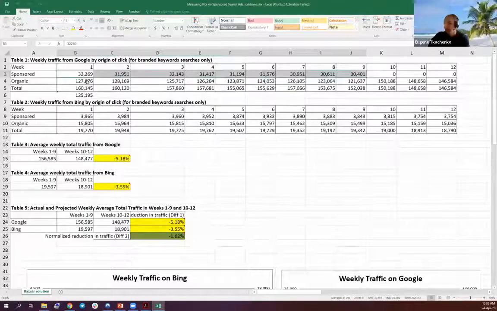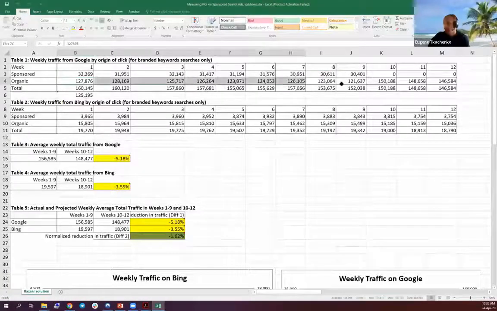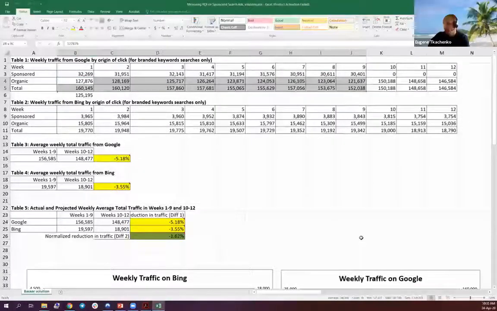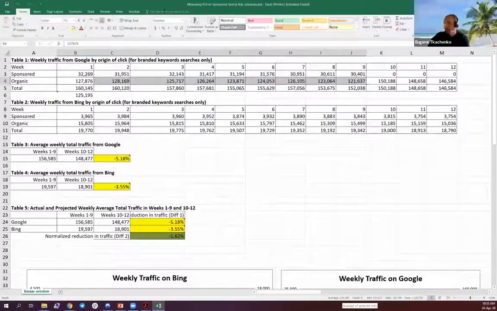But when we are talking about organic, this number, of course, is higher. So that number would be approximately 125,000 clicks per given week for organic on Google.